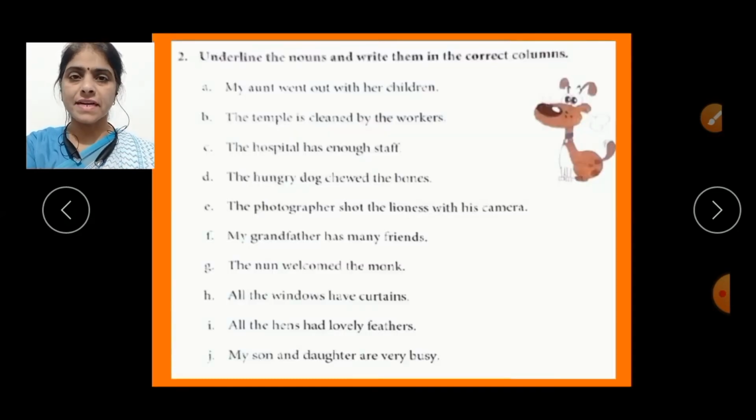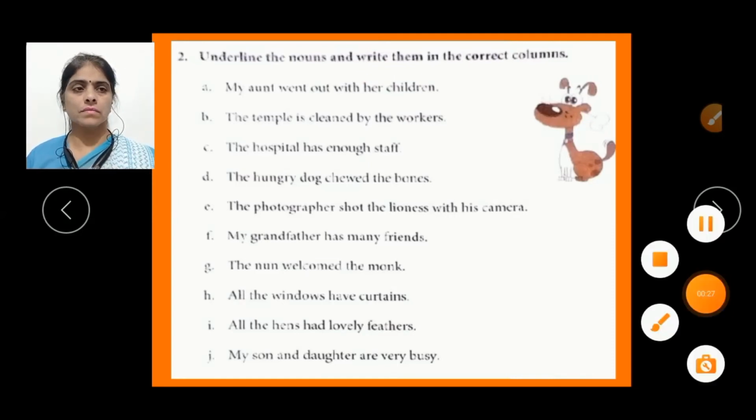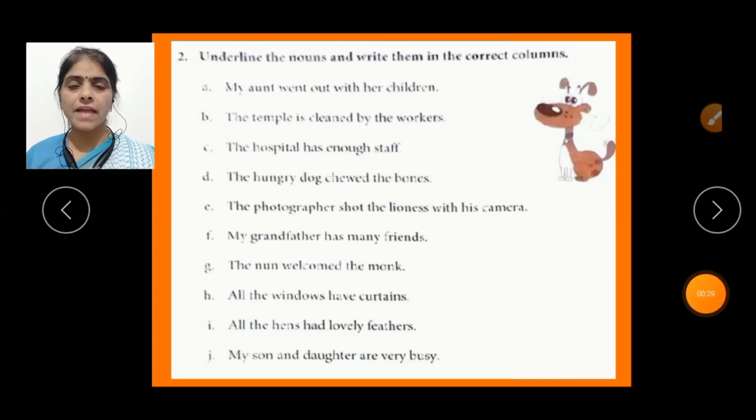Here is the last exercise of the grammar book, which is given on page number 15. In this exercise we have to underline the nouns and write them in the correct columns. The columns are given on the next slide. Here first we have to underline the nouns and identify to which gender they belong. So let's start the exercise.